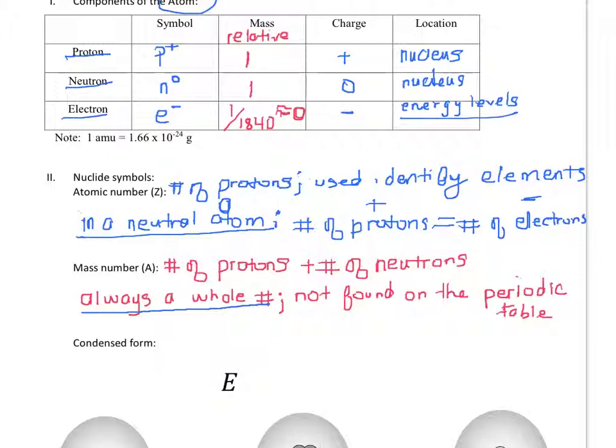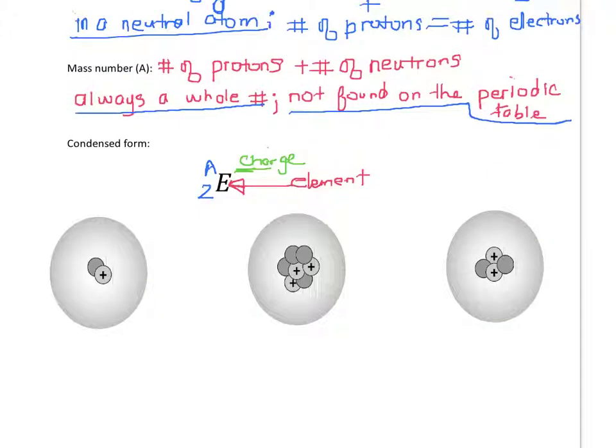And it's important to remember that we do not find the mass number on the periodic table. So when I look on the periodic table, whatever number we're seeing that represents mass is not the mass number. So keep that in mind, okay? So if we look at the condensed form of writing the nuclide form of an element or an atom, E, the big E gives us the element.